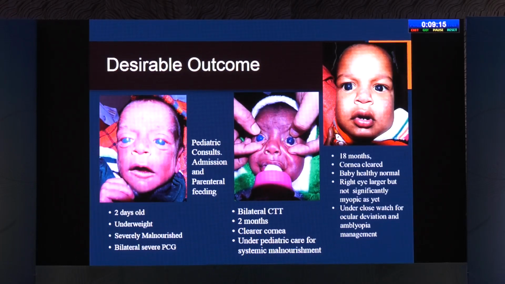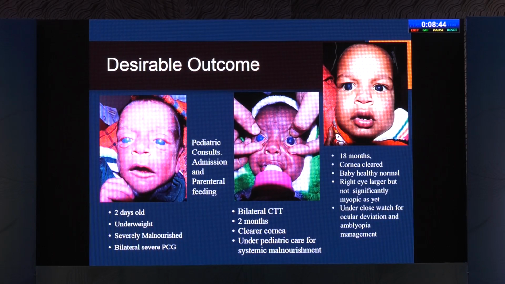This is a 2-day-old, malnourished, underweight infant with bilateral severe PCG. So we admitted him, and he underwent pediatric consults. He had to have parenteral feeding because he was so underweight that he wouldn't even suckle. But anyway, we did the bilateral CTT whenever we could. It's a clearer cornea 2 months down. He's at least started sucking a milk bottle now, and he's under pediatric care for systemic malnourishment. He was in hospital for a good 6 weeks or so.